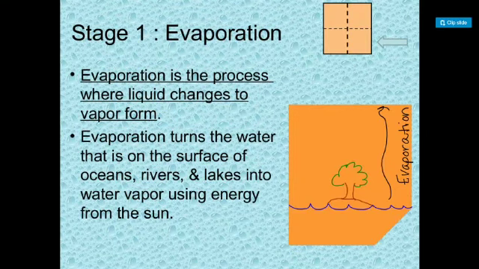Now we will see stage 1 of the water cycle, that is called evaporation. According to the definition, evaporation is the process where liquid changes to the vapor form. Evaporation turns the water that is on the surface of the oceans, rivers, and lakes into water vapors using the energy from the sun, because you know heat energy is always required for the process of evaporation.